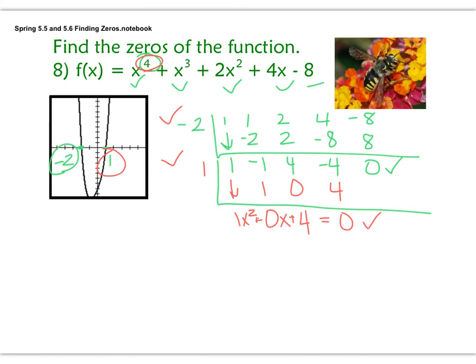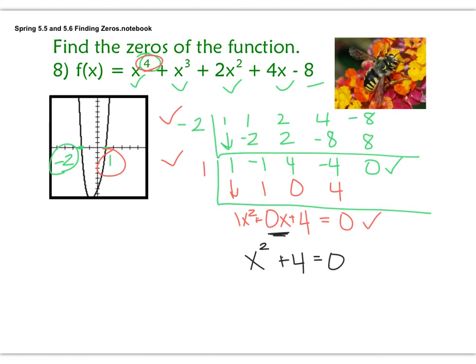All right, I need to solve this. So factoring is not going to work. I can't get that to factor to give me a 0 in the middle. Since there technically is no b term, I really have x squared plus 4 equals 0.